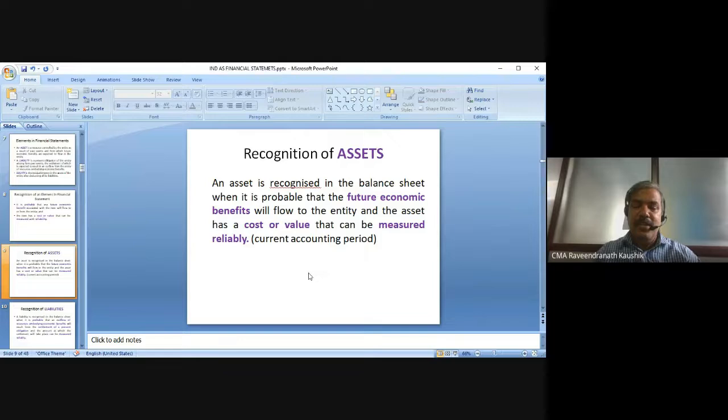So putting it to use is not important. Economic benefit in the future should also flow. That means the asset should be used in the business over a period of time, and the benefits should come from that asset. Then only you need to recognize that particular asset. That probability should be there, the probability of that event happening. That's a very important word they use. The probability or the chances of that event happening should be certain.